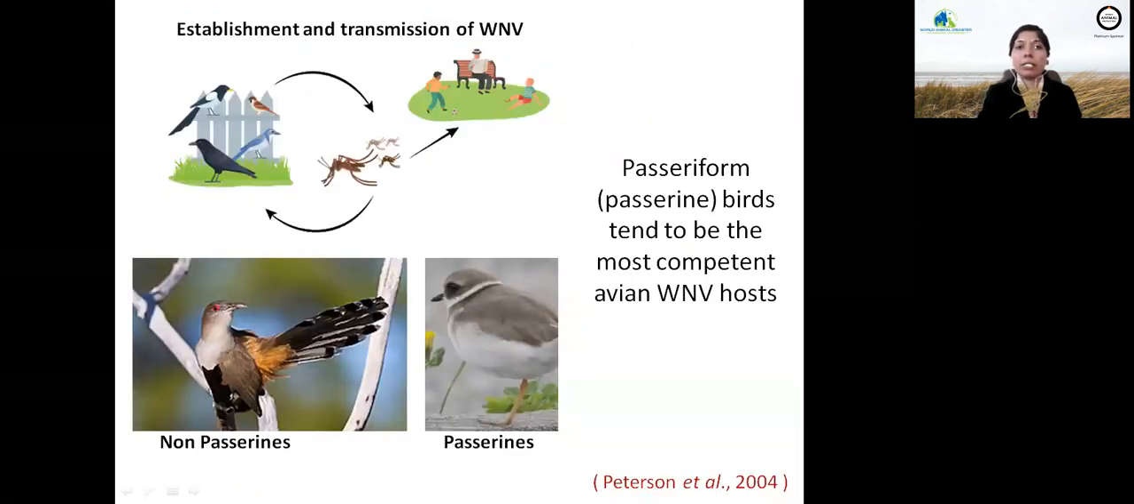So establishment and transmission of this virus depend on several factors, but the most important are competent avian hosts and mosquitoes that can feed on both birds as well as humans. Studies reveal that passeriform birds are the most competent host for this virus. And also, the conditions for this viral infection were very variable across the USA. In some provinces it was very prevalent, but in some provinces the cases were zero.